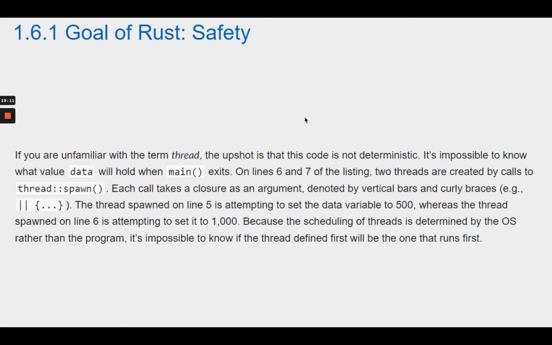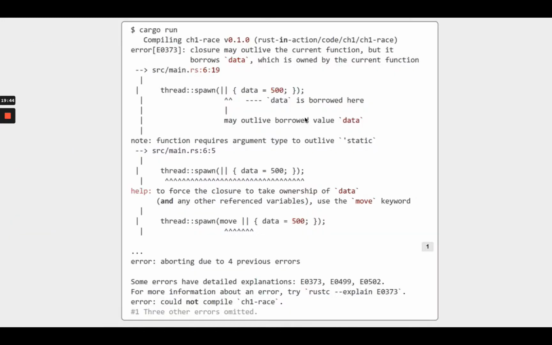On lines 6 and 7 of the listing, 2 threads are created by calls to thread spawn. Each call takes a closure as an argument, denoted by vertical bars and curly braces. The thread spawned on line 5 is attempting to set the data variable to 500, whereas the thread spawned on line 6 is attempting to set it to 1000. Because the scheduling of threads is determined by the OS rather than the program, it's impossible to know if the thread defined first will be the one that runs first.